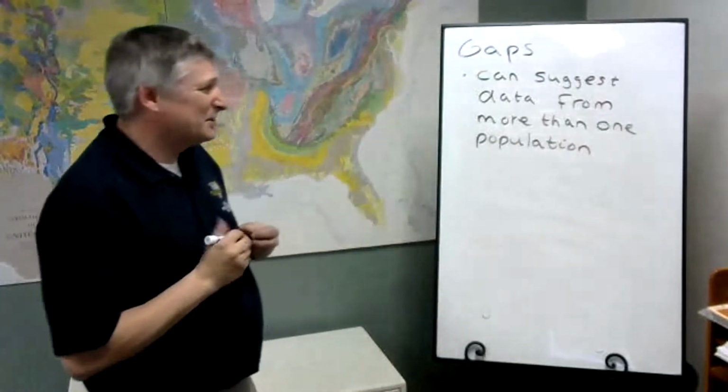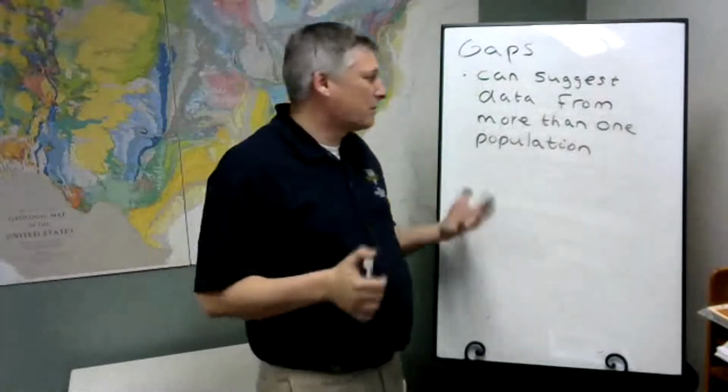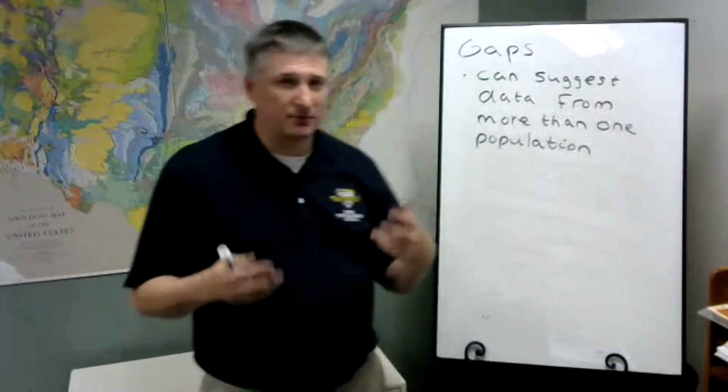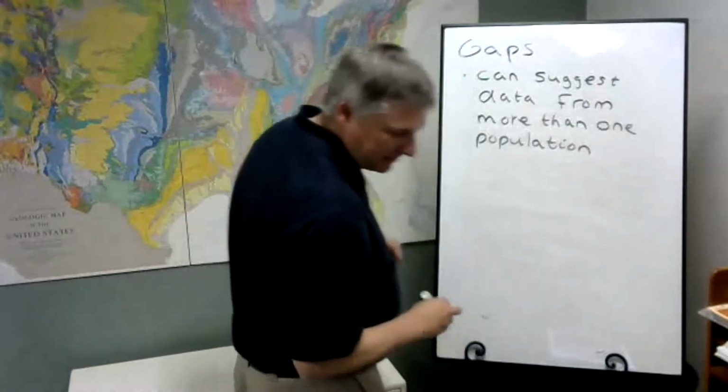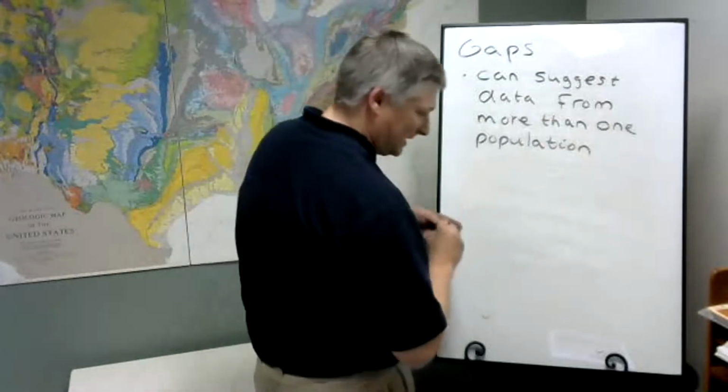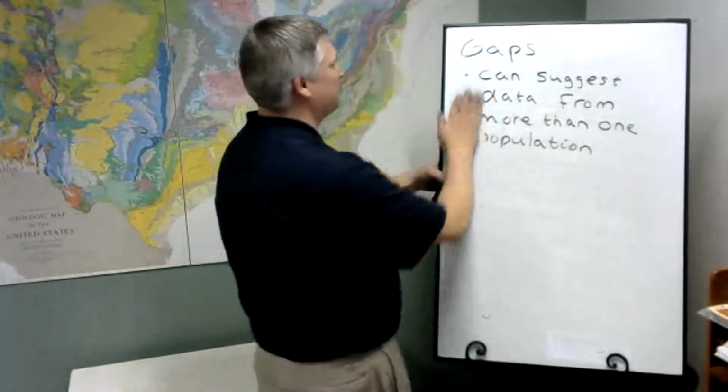So here the data could suggest the data is from more than one population. Now the example we're going to look at is from possibly 2 populations. So let's say we're looking at this. I need to erase this, get a little more room.